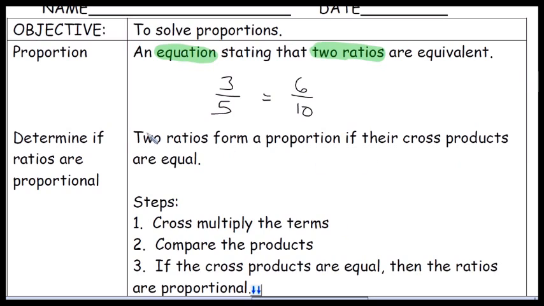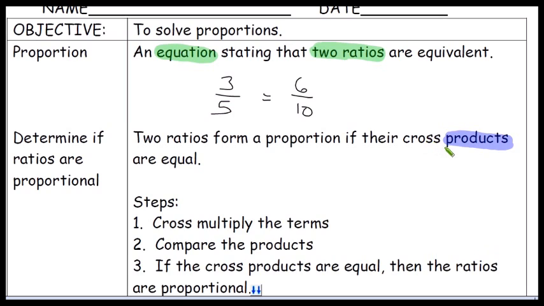Okay, so let's talk about how to determine if ratios are proportional. Two ratios form a proportion if their cross products are equal. So what does that mean, the cross products? The first thing I want to talk to you about is this word right here. By now you should know what a product is. And a product is the answer to a what kind of problem? Multiplication. I hope you got that one right. So the product is the answer to a multiplication, right? The cross product is exactly that.